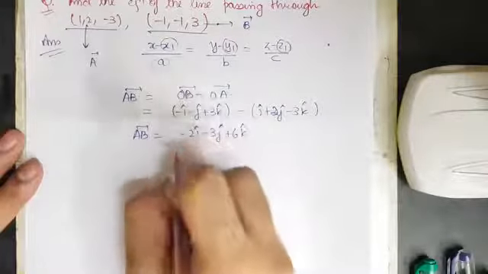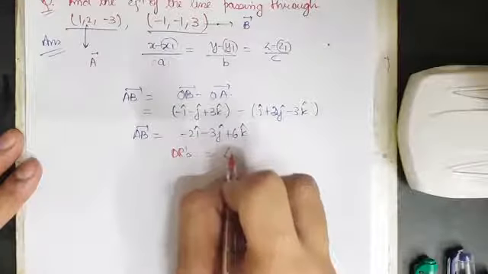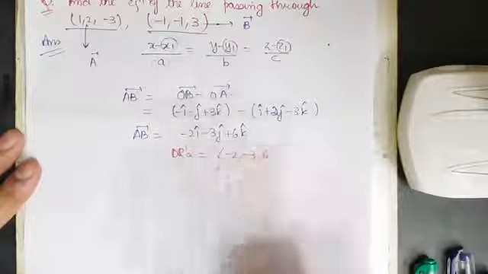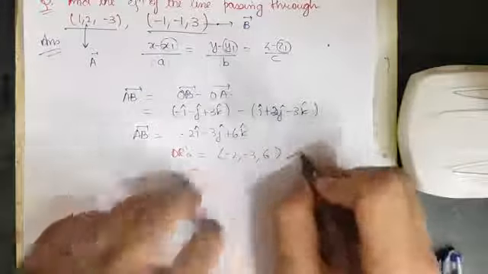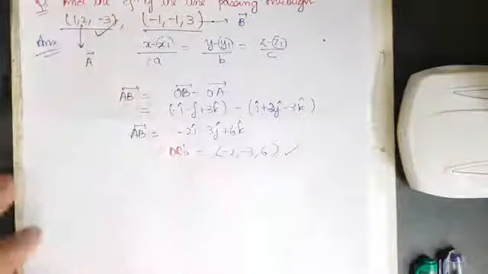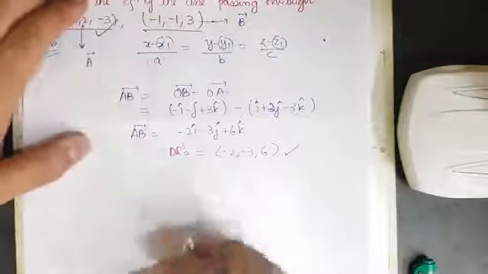Now what are the DRs of this vector? DRs will be equal to minus 2, minus 3 and 6. Okay, so we have found out the DRs. We know the point through which the line passes. The game is over. So let us put the values in.